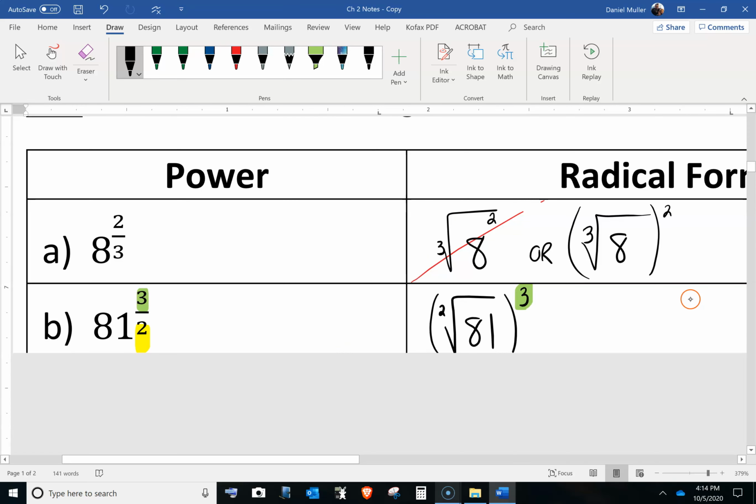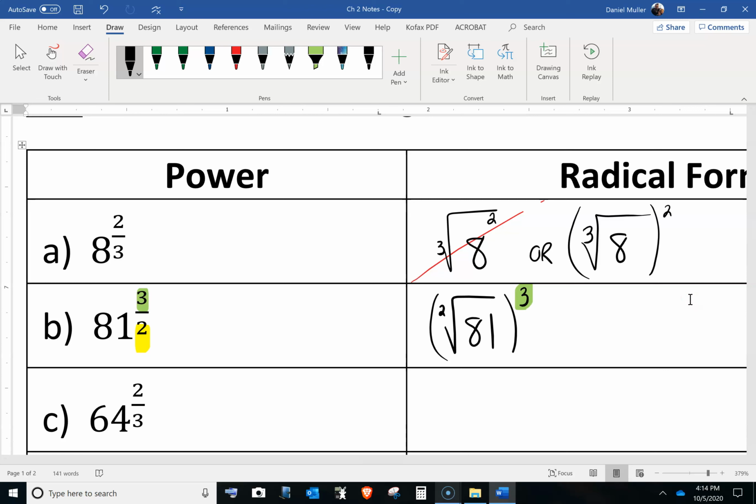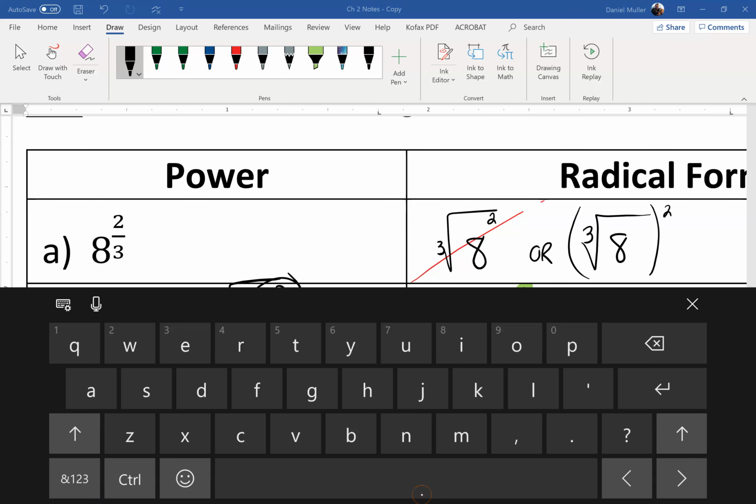If you didn't, this is an interesting one, because if you wanted to take the square root of 81 and cube it first, well, then you have to know what 81 times 81 times 81 is, and I don't know what that is. And then after you do that, well, let's just see. I'm just curious now.